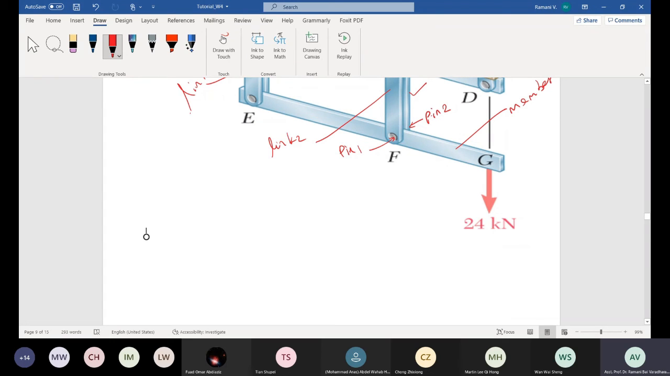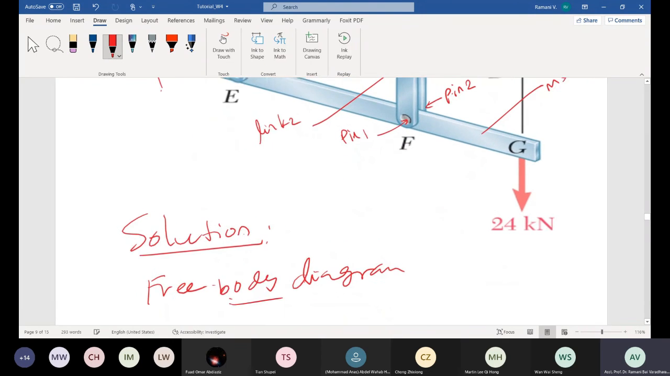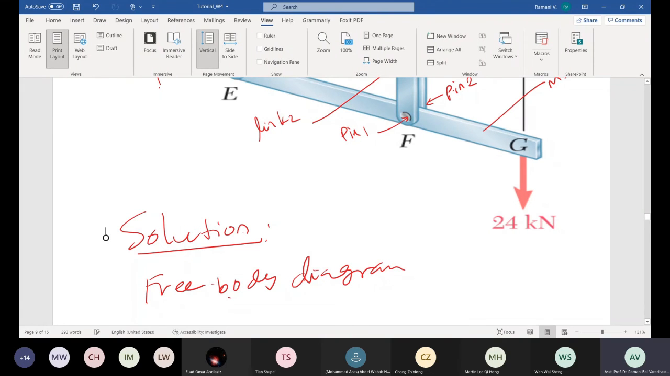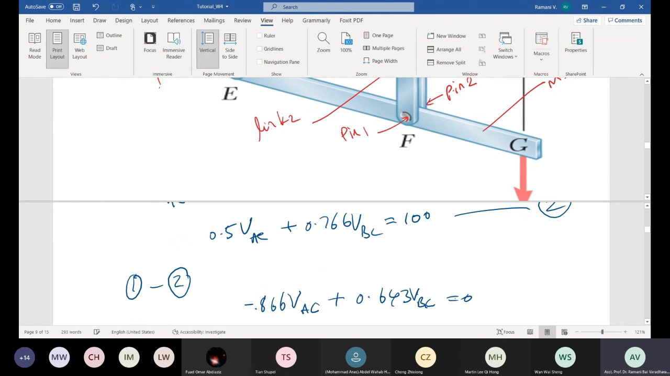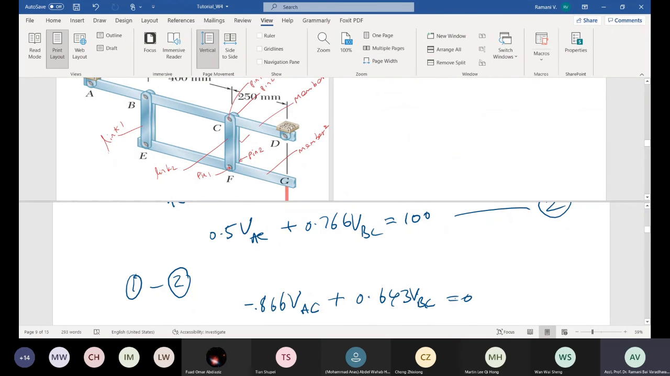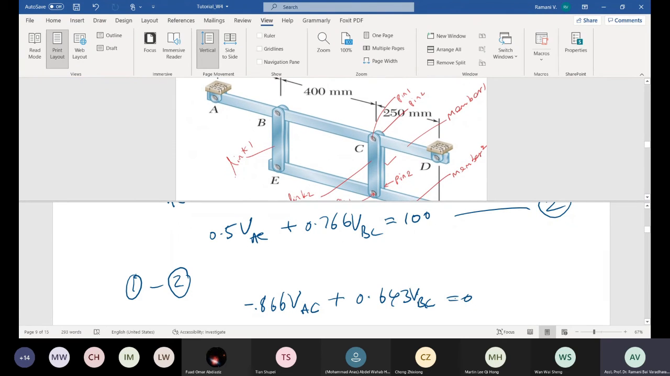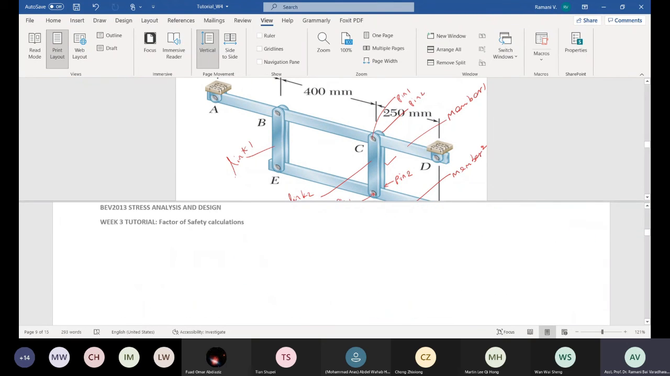Very simple question if you understand it. Solution: write the given data and the free body diagram yourself. The diagram looks like this. Let me reduce the size, because I made it very big only for your learning. Now you understood what it is. Come on, draw the free body diagram.